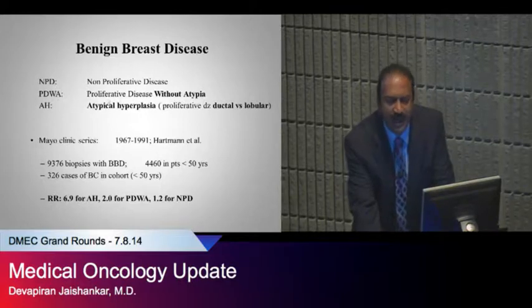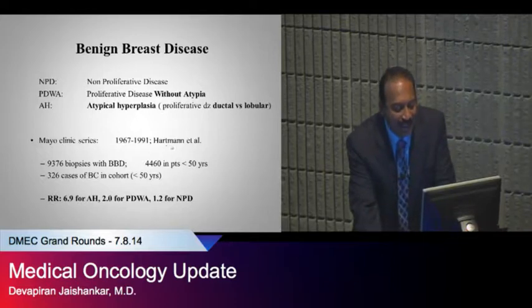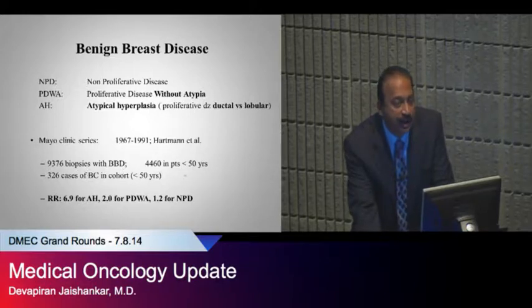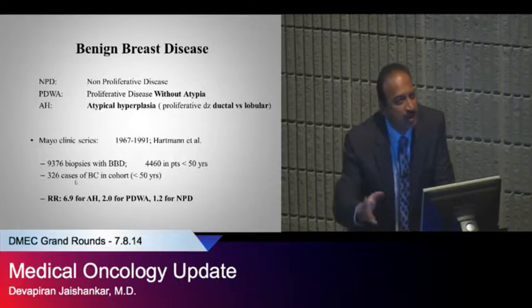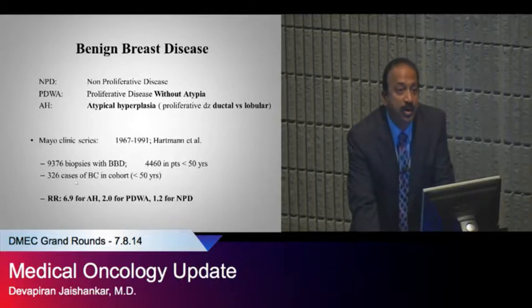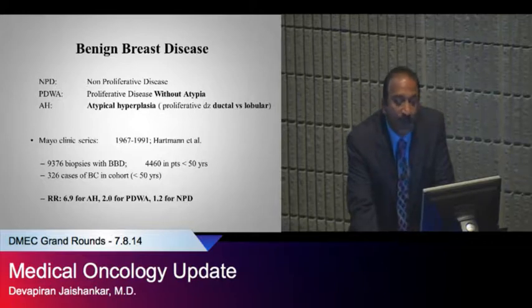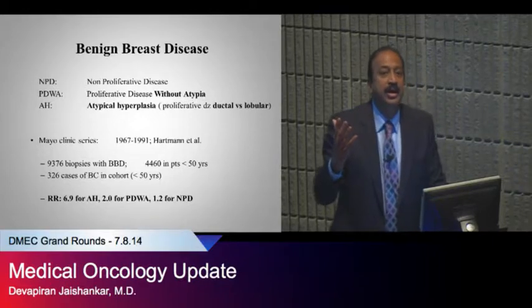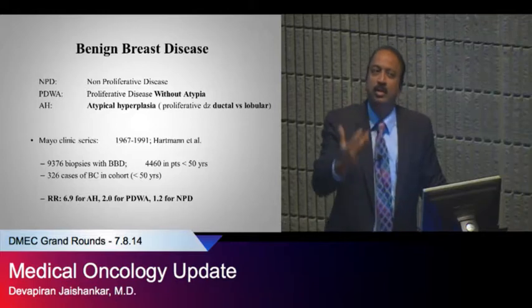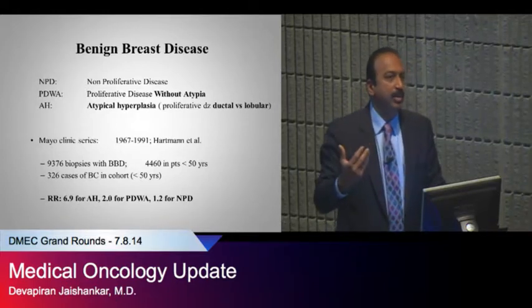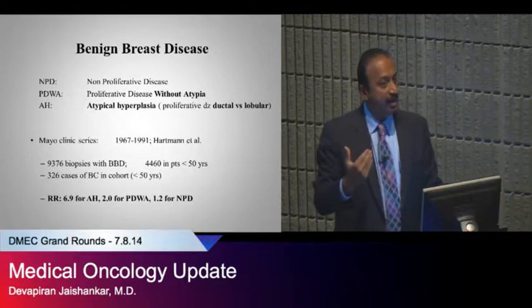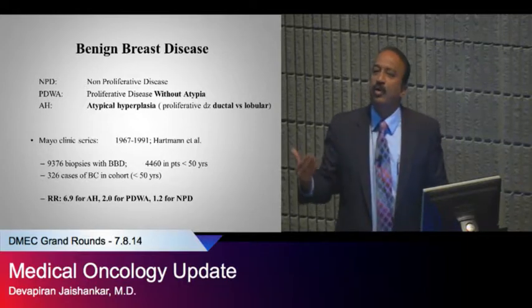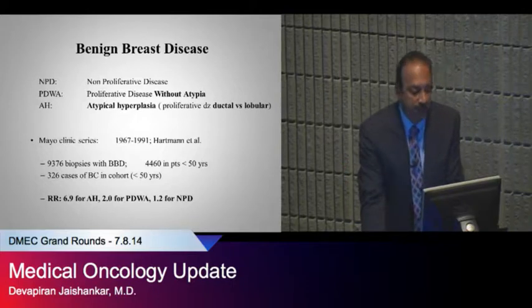So here's a very elegant series, a retrospective, a 5-year series by Hartmann et al., published from the Mayo Clinic. 9,000 biopsies which came back as benign breast disease. More than half of them were in patients less than 50. And of that, about 126, almost 10% of them, developed breast cancer over the subsequent 10 or 15 years. Why? Because there were patients with atypical hyperplasia tucked in that benign breast disease category that you're going to have to pay attention to, because for whatever reason you ordered a breast biopsy. Either there were palpable findings or mammographic findings that brought up a red flag, and now you have atypical hyperplasia, you're going to have to follow these patients a little more closely. And that's the take-home message there.